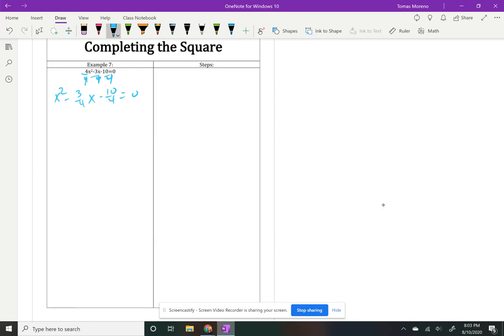Okay, so I want to get rid of this, so I'm going to move it over. I do that because I want to cut this in half. Remember, I'm going to cut this in half and then square it. So if I cut it in half, that gives me negative 3 over 8. But remember, I have to square it. So I'm going to have the same over here, because what I do to one side, I have to do to the other.